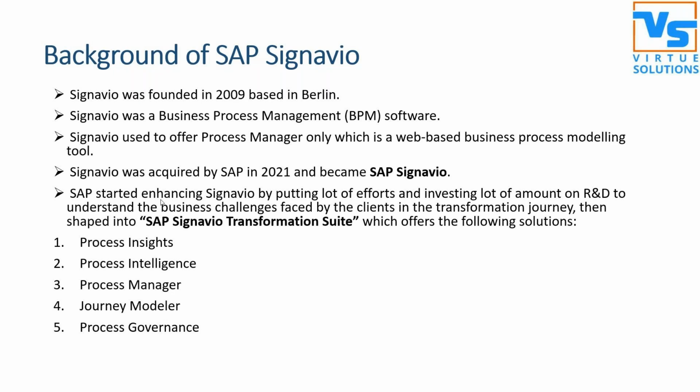Process manager, you can build from scratch, or take from intelligence, or use something called best practice, where models are already available. You can use industry best practices based on your industry, and then see how your process looks, what the deviations from the best practice models are, and where you can improve, or you can build from scratch. So anything is possible in this area. Journey modeler is also available, and process governance is one of the other areas.